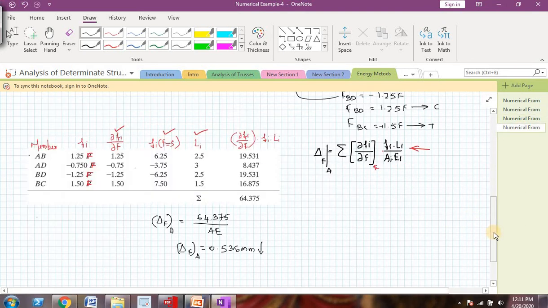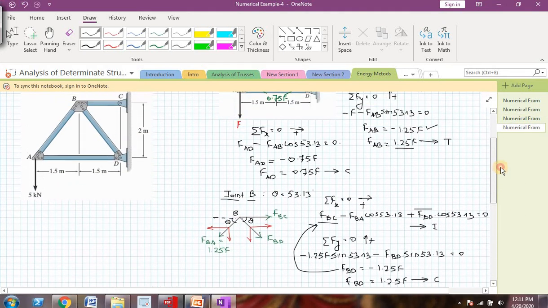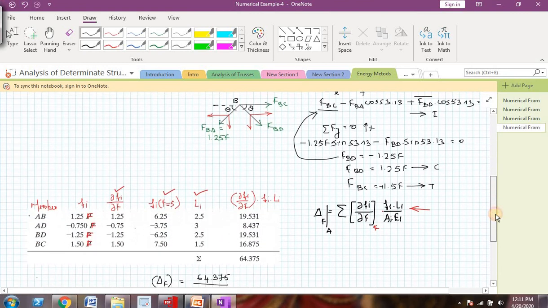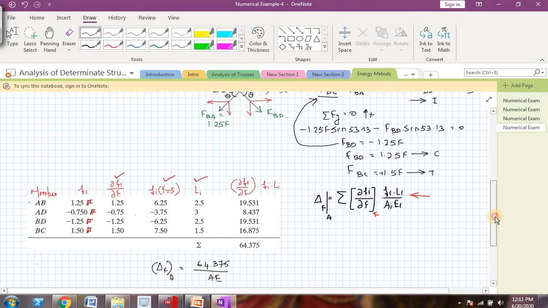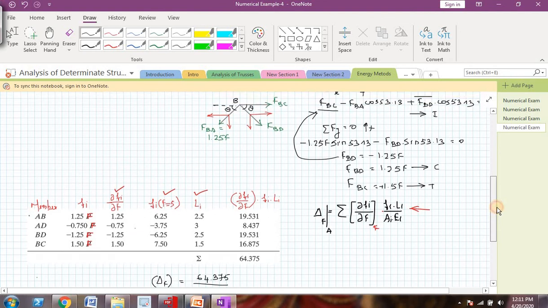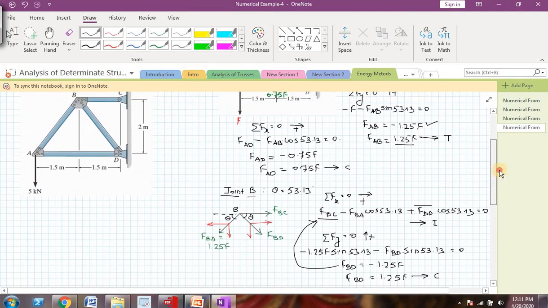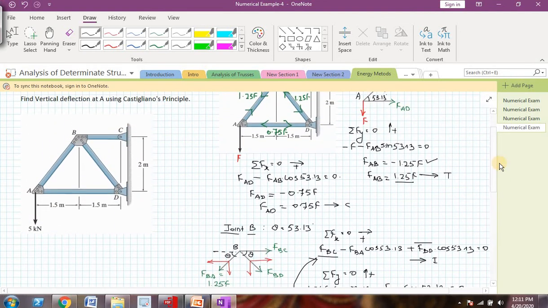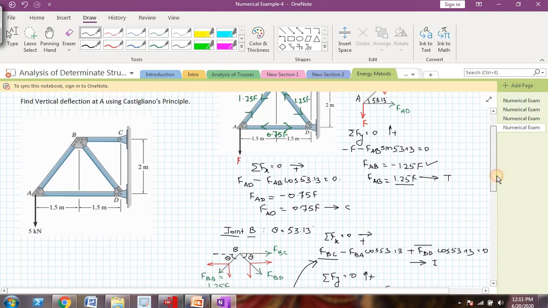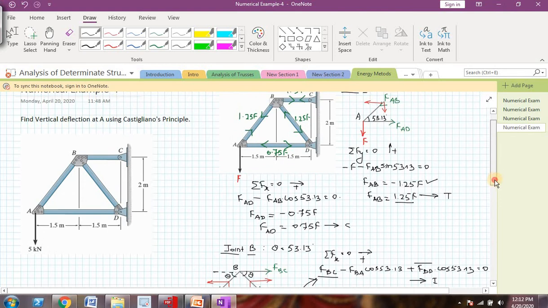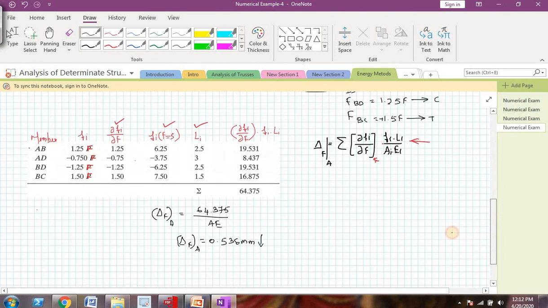So friends, this is how we can apply Castigliano's principle to get the deflection at a point. Now here, the advantage with respect to the virtual work principle is, we only need to analyze this truss once, but in the case of the virtual work principle, we have to analyze the truss twice. Why twice? Because once we have to analyze it to get the virtual forces, and once to get the real forces. But here there is no need to do two analyses. We can do it only once, and we can get the value of the deflection at a particular point.